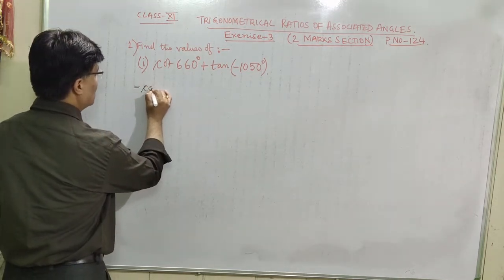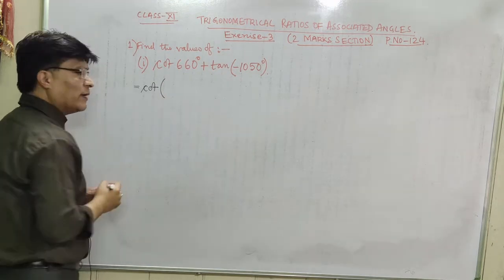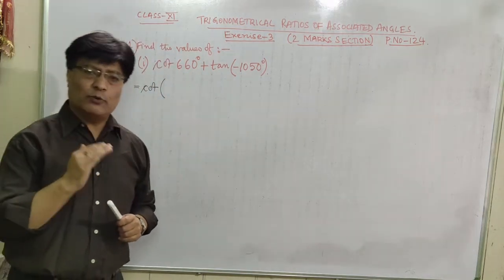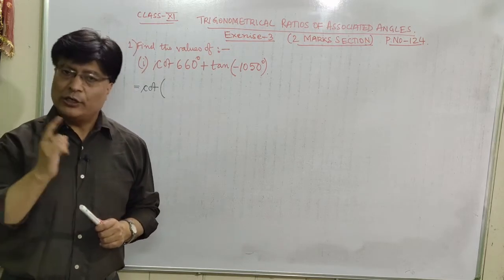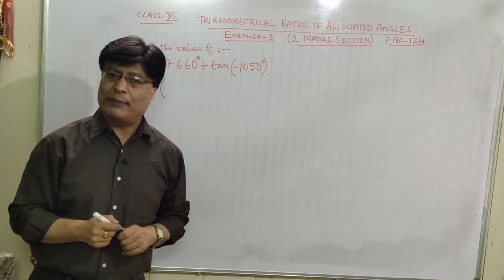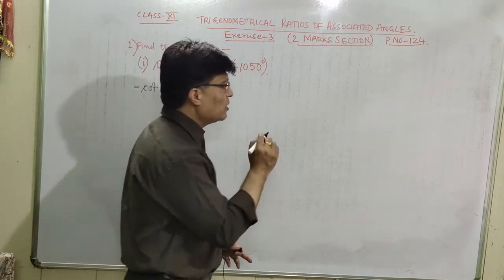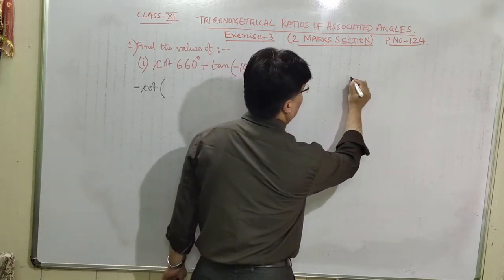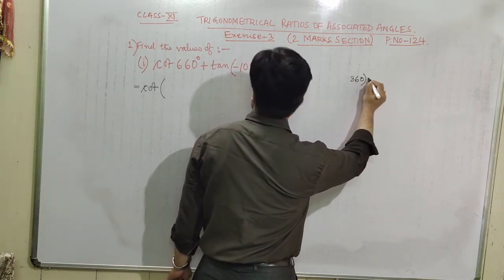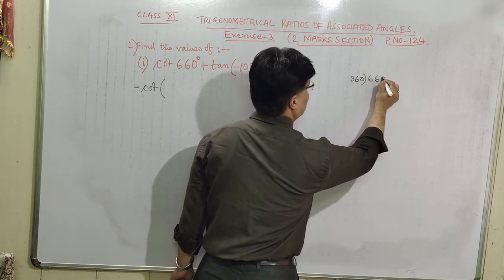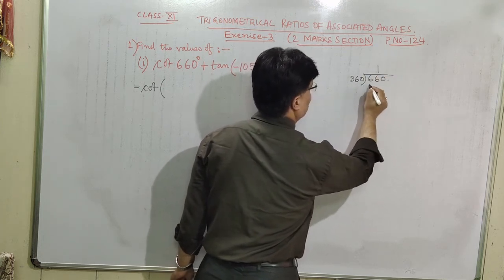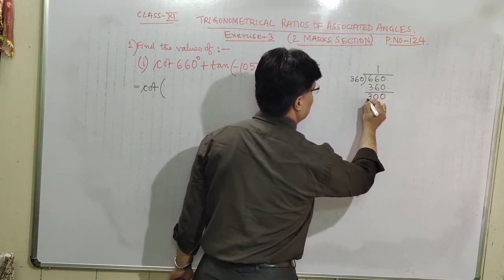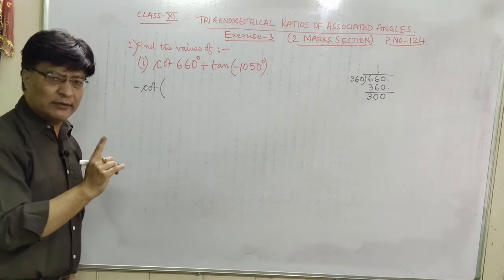So this is your cot. How will you write down this 660 degree? If the angle is more than 360 degree, you have to divide the angle by 360 degree. So let us divide 660 degree by 360 degree. 360 divides 660 one time only. Subtract it and 300 is the remainder.